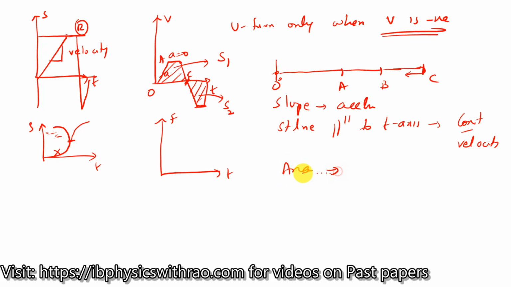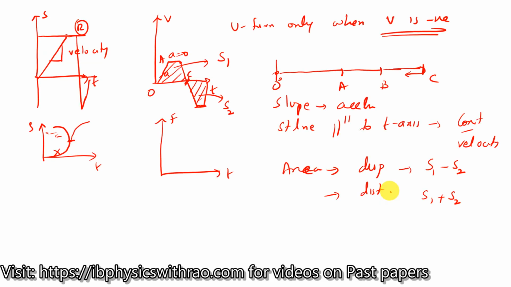Area will give you displacement. If I consider this area as S1 and this area as S2, then the displacement would be S1 minus S2, because I need to take the signs. But if I take S1 plus S2, which means I am considering the negative area to be positive area, then I get distance. So we have seen the entire kinematics.